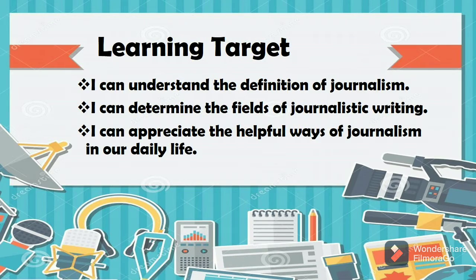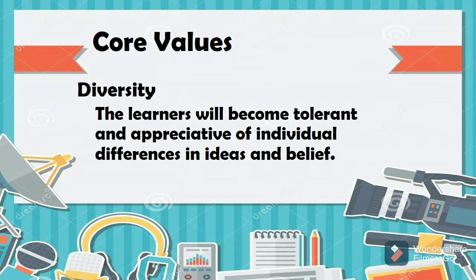So here's our learning target. I can identify the definition of journalism. I can determine the features of journalistic writing. I can appreciate the helpful ways of journalism in our daily life. And our core value is diversity. The learners will become tolerant and appreciative of individual differences in ideas and beliefs.